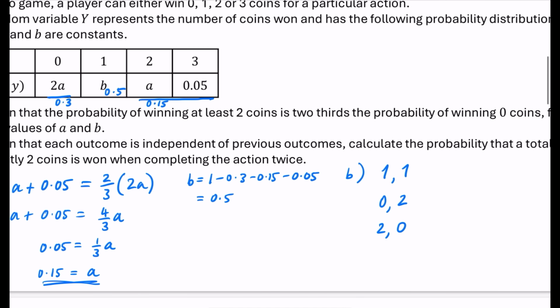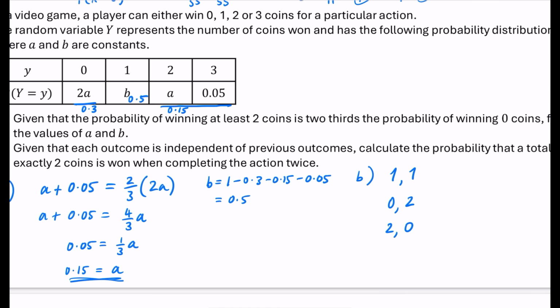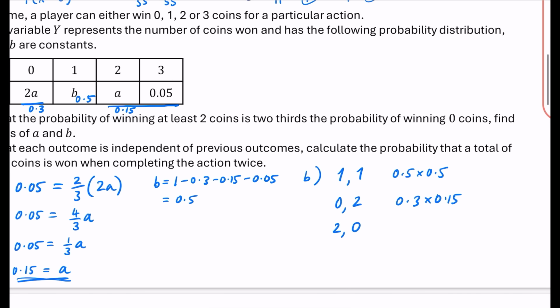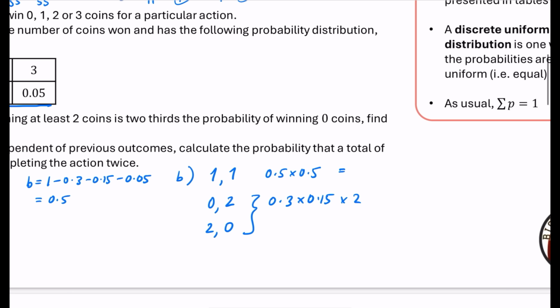And because it's getting a 1 and a 1, we know it's going to be a multiply. So that would be b times b, or 0.5 times 0.5. And for 0, then 2, well, 0 is 0.3 and 2 is 0.15. So that's 0.3 times 0.15. And actually 2 then 0 is going to be 0.15 times 0.3. It's the same as this, but we've got them written in a different order. So I'm going to be a bit lazy, and I'm just going to multiply that by 2 to represent that there's both of those. So what I'll do is calculate these. 0.5 times 0.5 is 0.25. And 0.3 times 0.15 times 2 is 0.09.